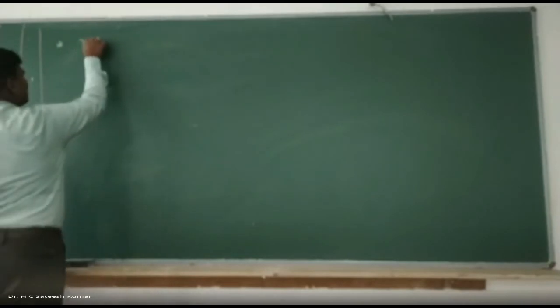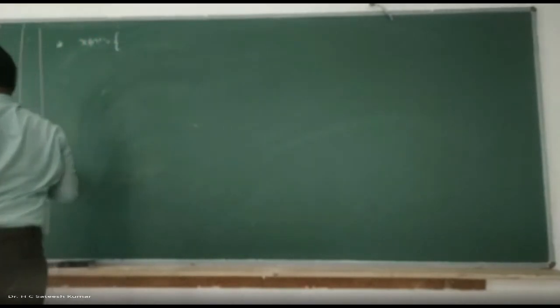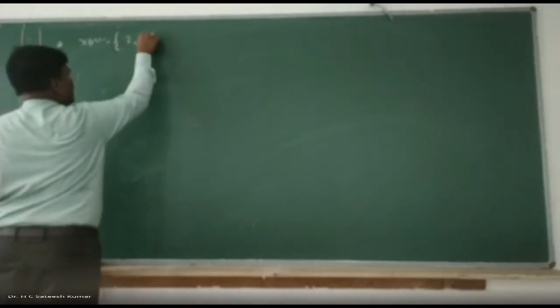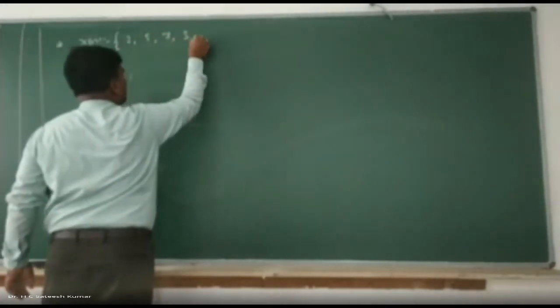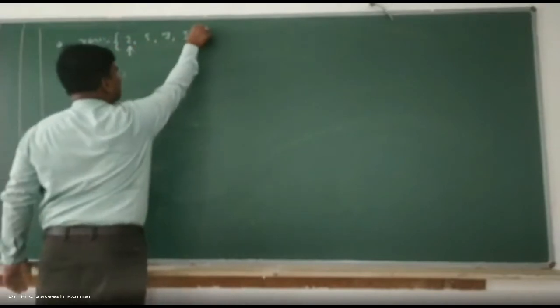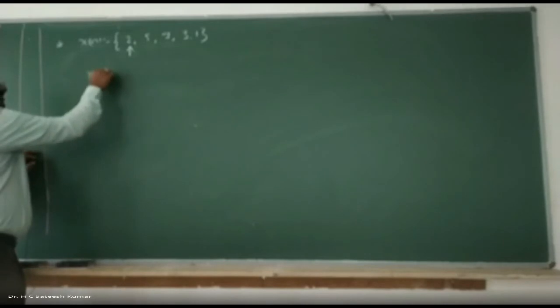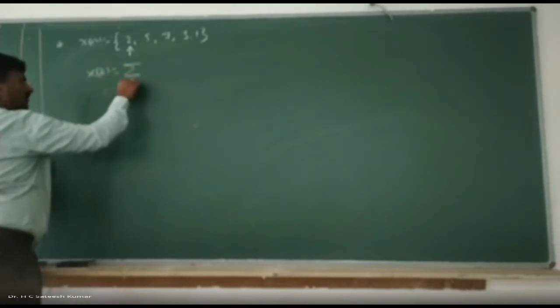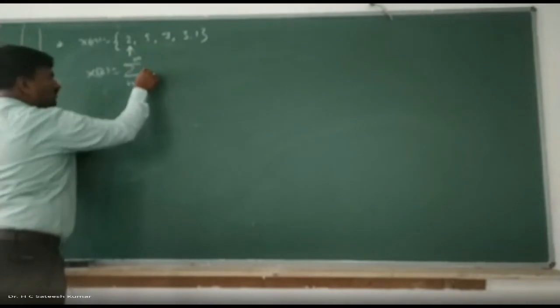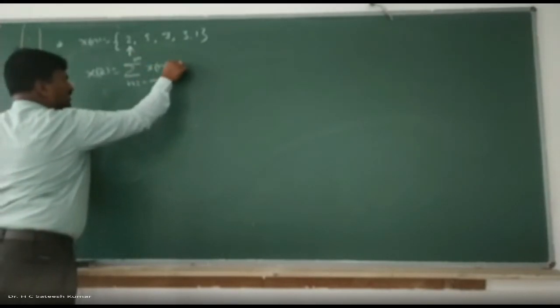So let us go for problem number 1. Find the z transformation of x of n equal to 2, 5, 7, 3, 1, with an arrow mark here. This is given in the time domain, and we have to convert it into the z domain. How will you find it? Go for the definition. X of z is equal to summation, n varies from -infinity to +infinity, x of n into z to the power of -n.